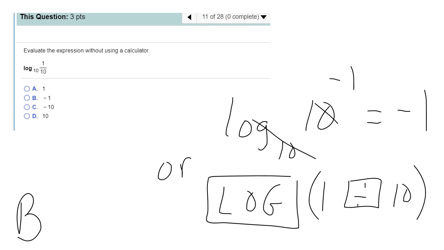Question 11 could be rewritten. Instead of the fraction 1/10, I could rewrite that as 10 exponent -1. And then log base 10 of 10 cancels and leaves -1. The answer is B. Or you could enter it into your calculator.